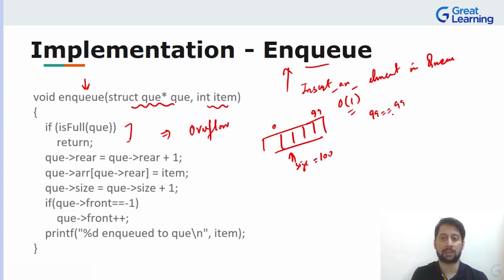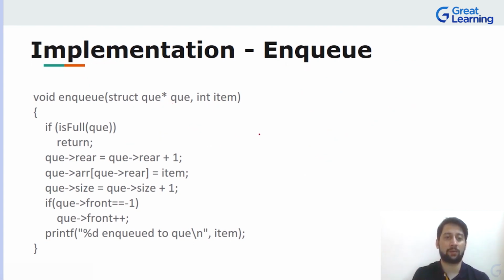That means the actual size of the queue and the actual size of the array are equal. At that time we cannot insert any more items in the queue. So this is the condition of overflow. Now let's see what is the next thing that we are doing.